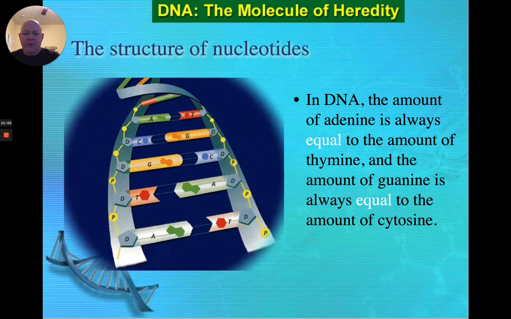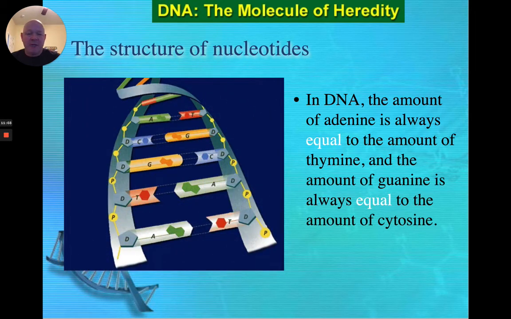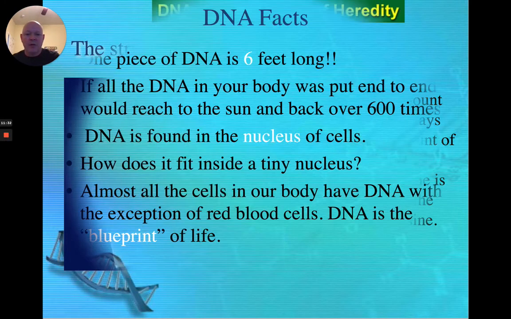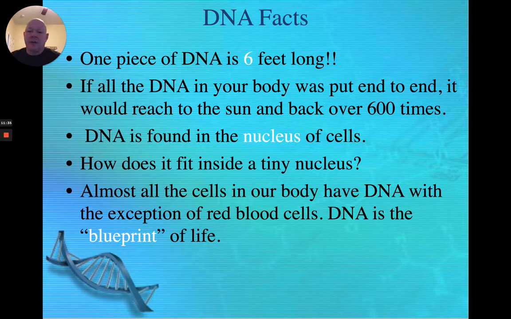A good way to remember this, actually, I'll show you that in a minute. Another thing I want you to understand here is the amount of A, for instance, will always equal the amount of T. So they always go together. I think I said that wrong. Let me do that again. A goes with T. So if there's 20% A, there's 20% T. If there's 40% G, there's 40% C. They always go together.